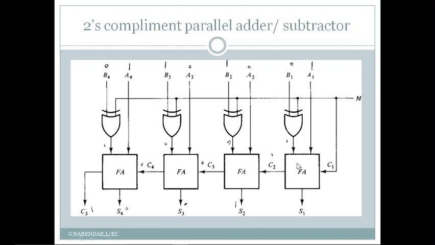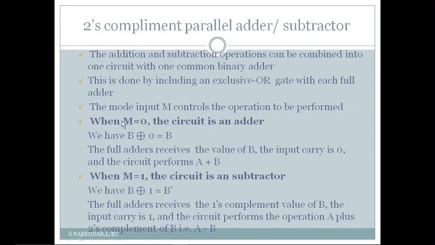Now the addition is performed and S1 is produced, and C2 is produced and given as the third input for the second full adder, which adds C2 along with A2 and B2. So this performs the normal addition of 4-bit data when M is equal to 0. The mode input, called M, controls the operation to be performed. And when M is equal to 0, the circuit is a 4-bit parallel adder.